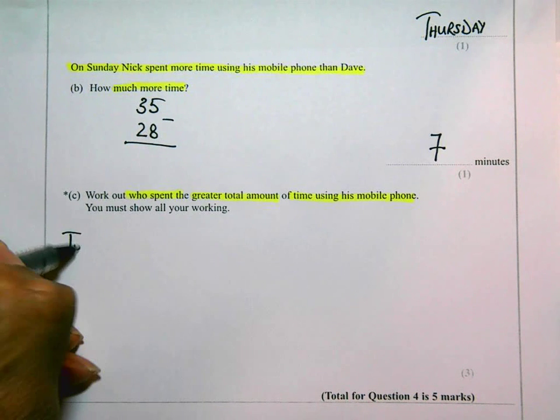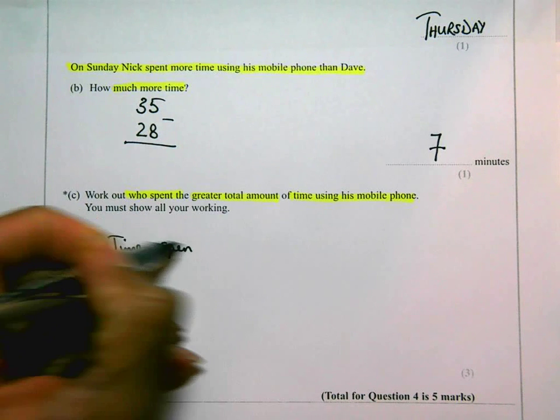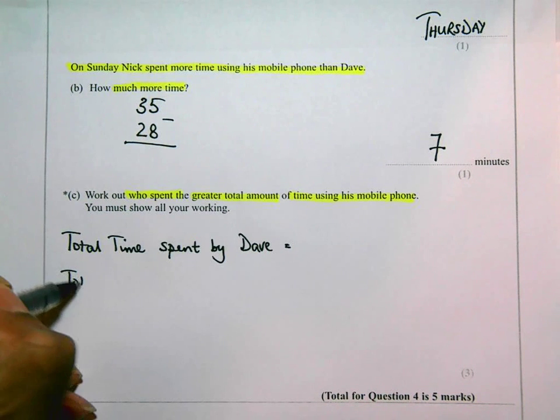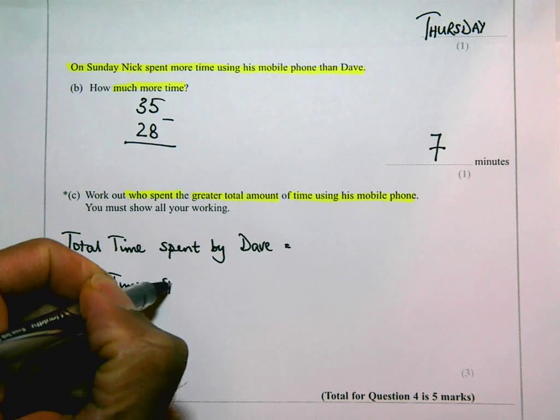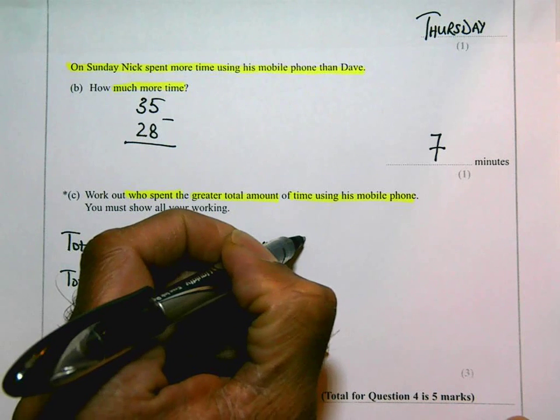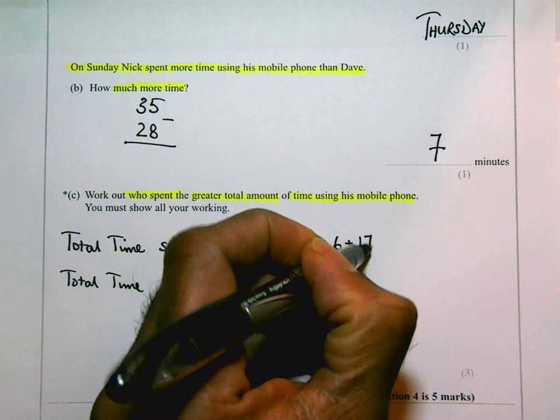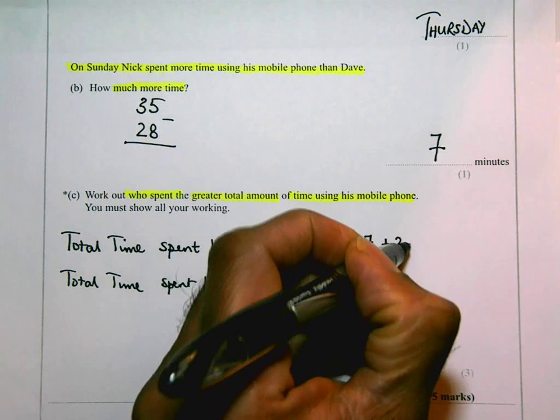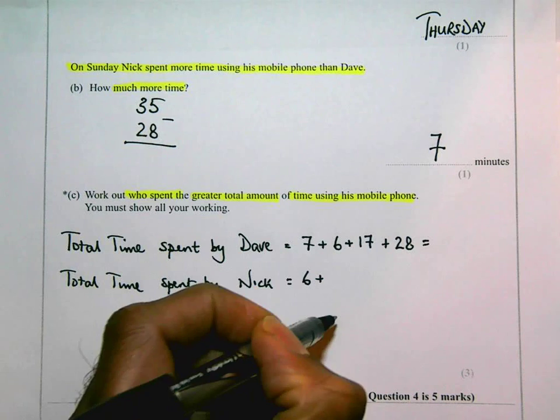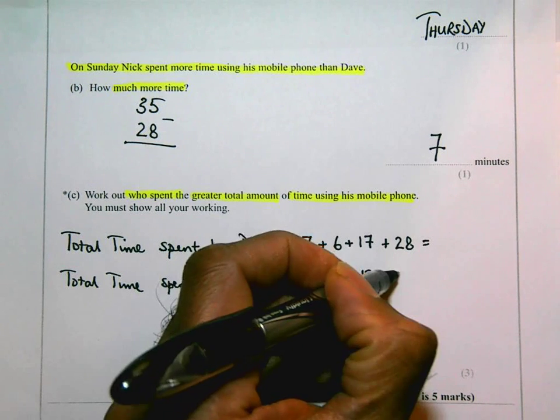So total time spent by Dave equals, and total time spent by Nick. Now, Dave's times was 7 minutes on Thursday, 6 on Friday, 17 on Saturday, and 28 minutes on Sunday. So I'll need to add those up. And for Nick spent 6 minutes on Thursday, 11 on Friday, 12 minutes on the phone on Saturday, and 35 minutes on the phone on Sunday.